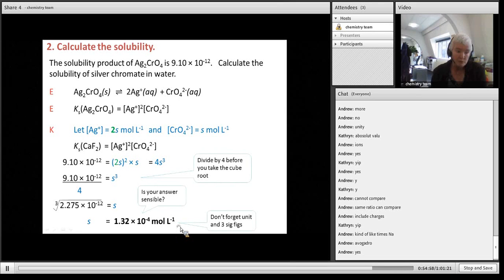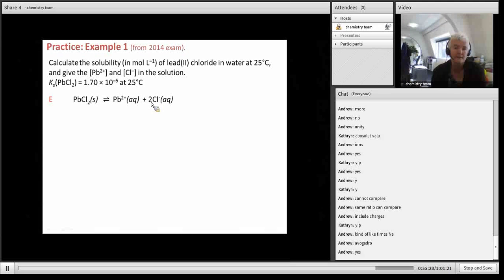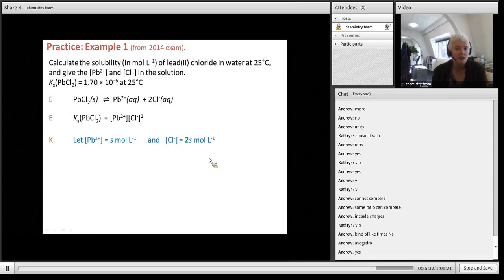Here's another one from last year's exam. Say this is an achieved level question. So you've got to calculate the solubility of lead chloride. Now they want you not just to have the lead chloride solubility, but they want you to have the lead ions and the chloride ions, because they want you to see that there are twice as many chloride ions. So that's why the equation first and then the expression is so important. You've got twice the amount of chloride. So start with those. And now we just do the same sort of thing.